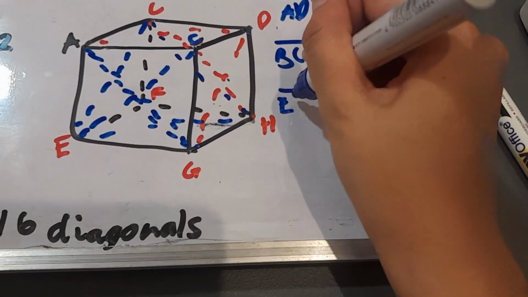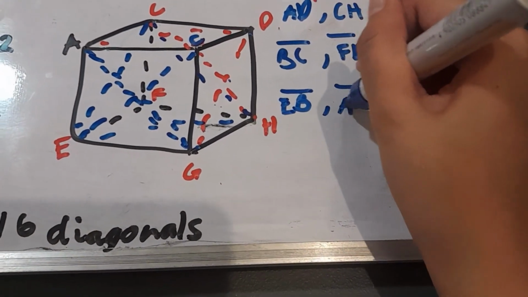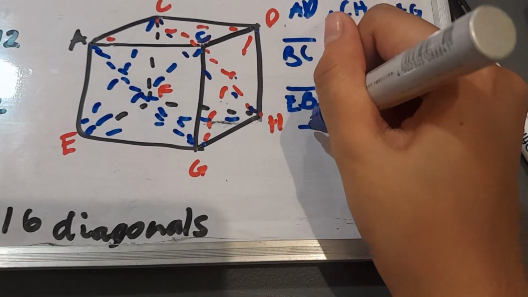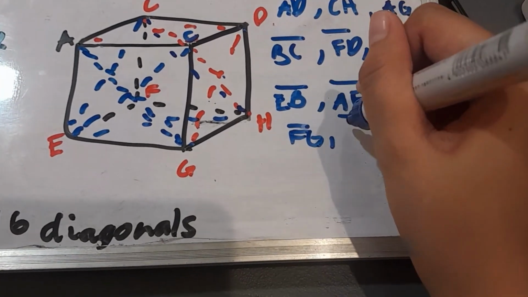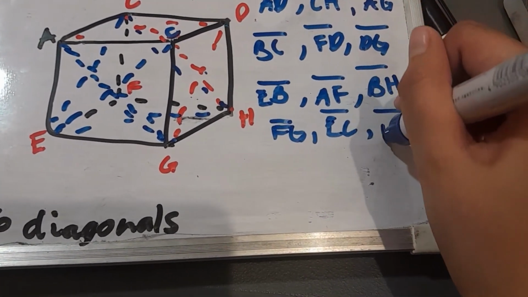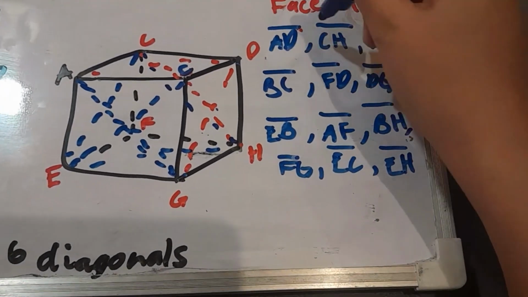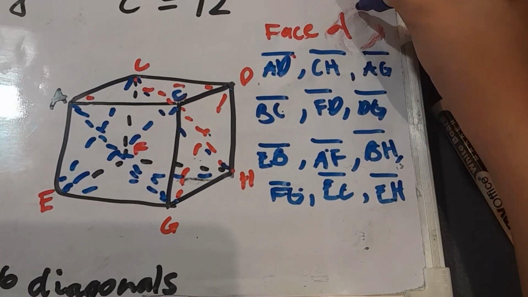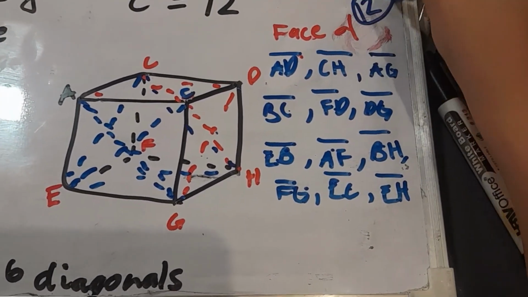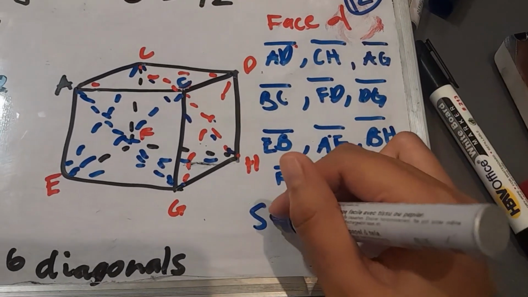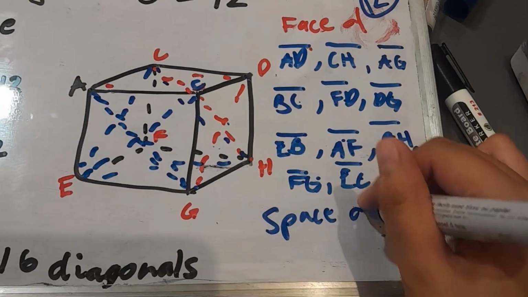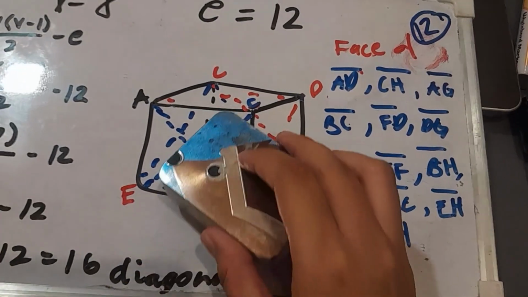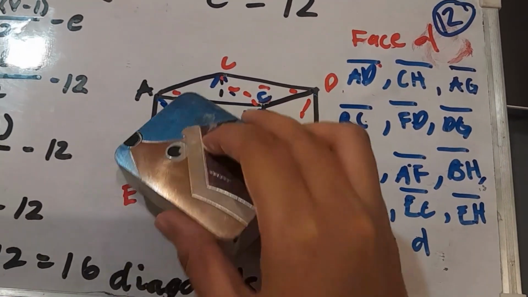line segment EB, line segment AF, line segment BH, line segment FG, line segment EC, and line segment EH with a total of 1, 2, 3, 4, 5, 6, 7, 8, 9, 10, 11, 12. 12 face diagonals, and these face diagonals are, and the space diagonal, burahin po natin ang nasa face para hindi magulo.